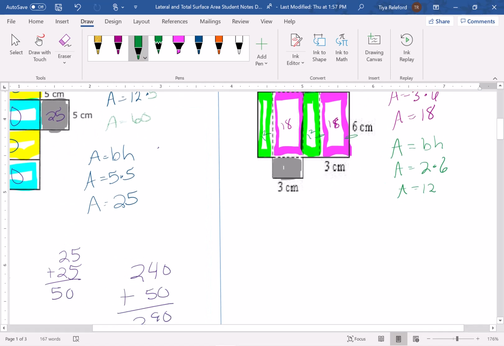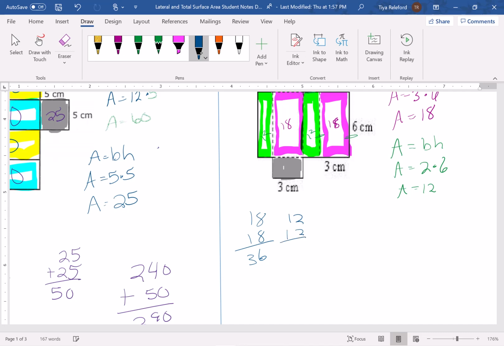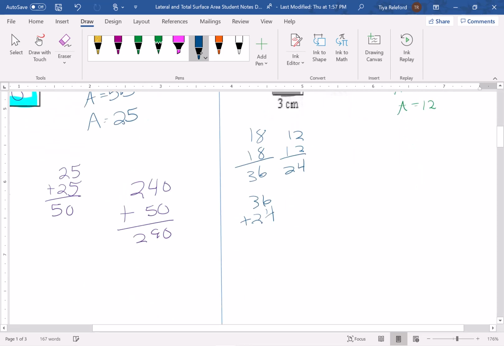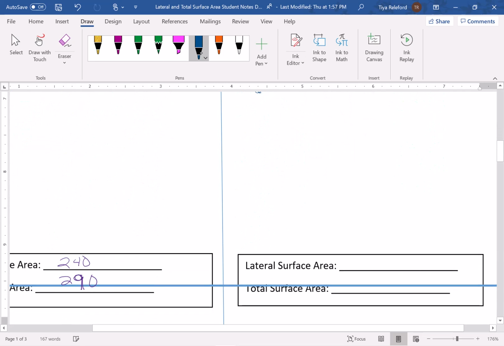So our lateral surface area is 18 plus 18, 12 plus 12. And then we're going to add all that up together for our lateral surface area.